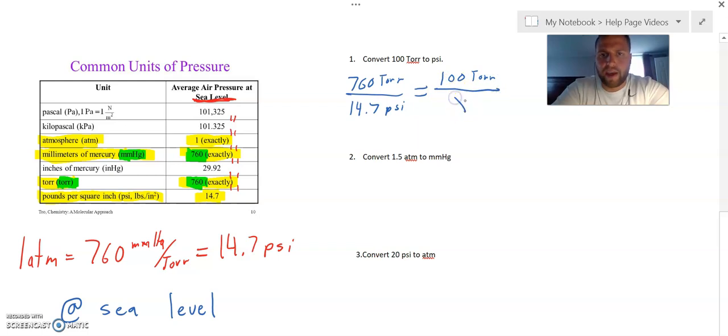And we're going to divide this by x, because x is the missing psi that we're going to be looking for here in just a second. Let's go ahead, cross multiply, and solve for x. So we're going to multiply these two numbers, and we're going to multiply these two numbers. 760 times x is going to be one side. This is going to equal 100 times 14.7.